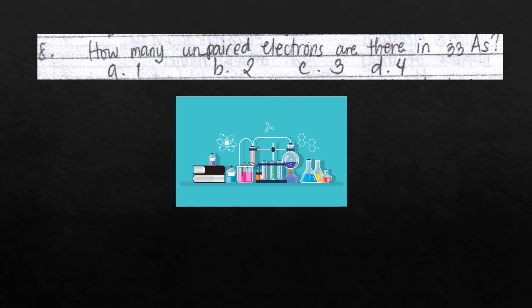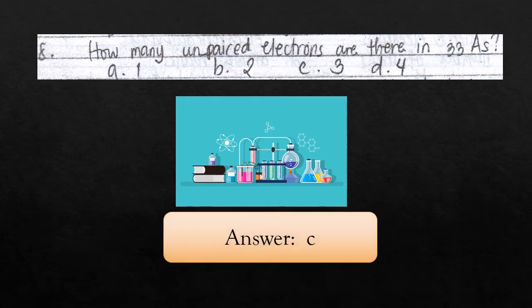Number 8. How many unpaired electrons are there in 33 arsenic? Letter A, 1, letter B, 2, letter C, 3, or letter D, 4? Now the answer is letter C, 3.